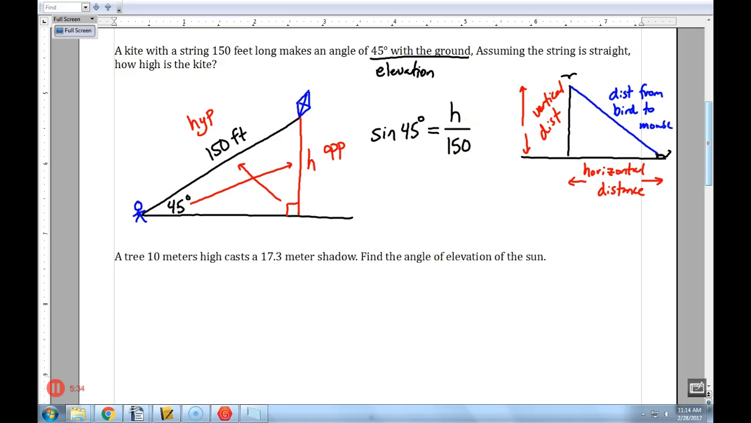So a couple different ways I could solve it. I could solve it by putting a 1 under the sine of 45 and cross multiplying. Or if I want to, I'm going to show you a little bit faster way now. Instead of doing h divided by 150, I'm going to just multiply both sides by 150. And 150 divided by 150 will cancel, and I should just get my answer here. I'll get h equals, and now I need to punch into my calculator 150 times the sine of 45.